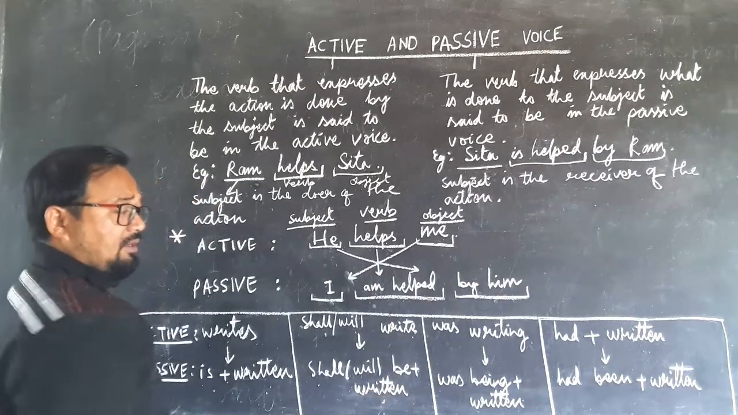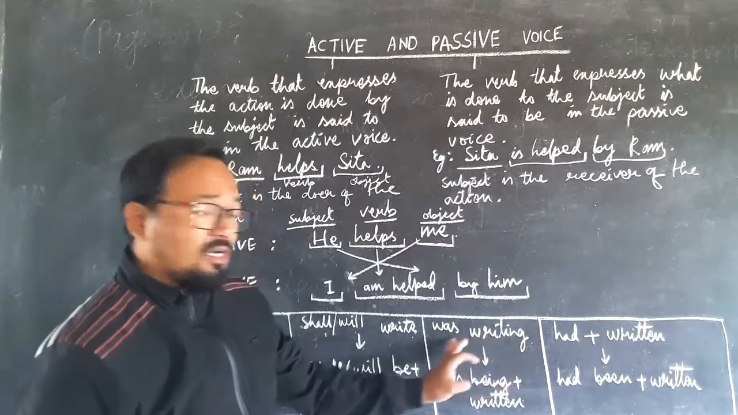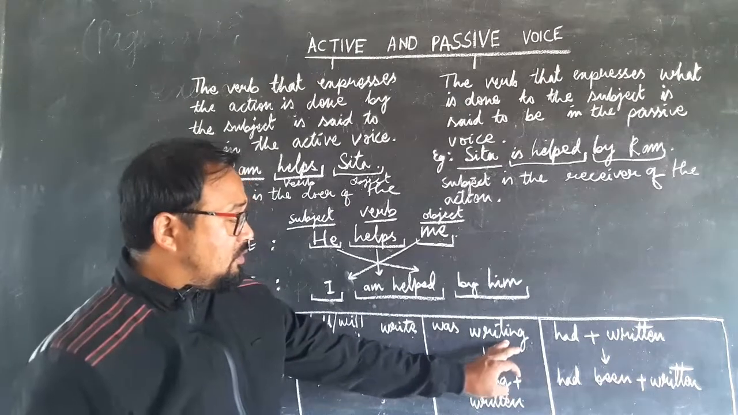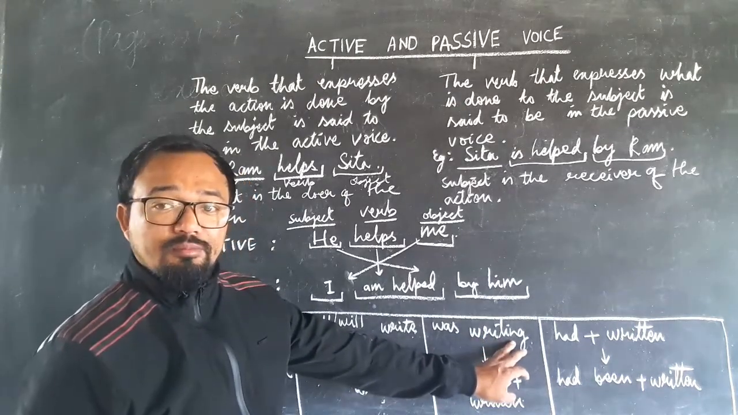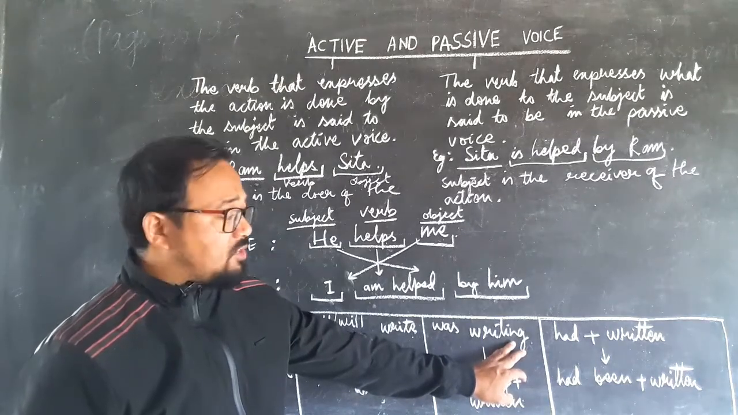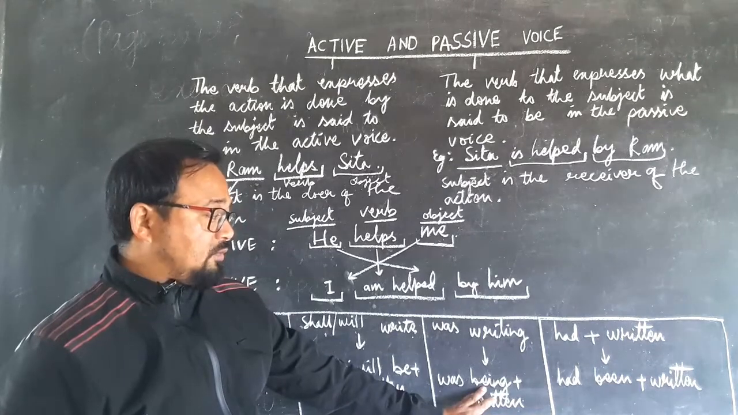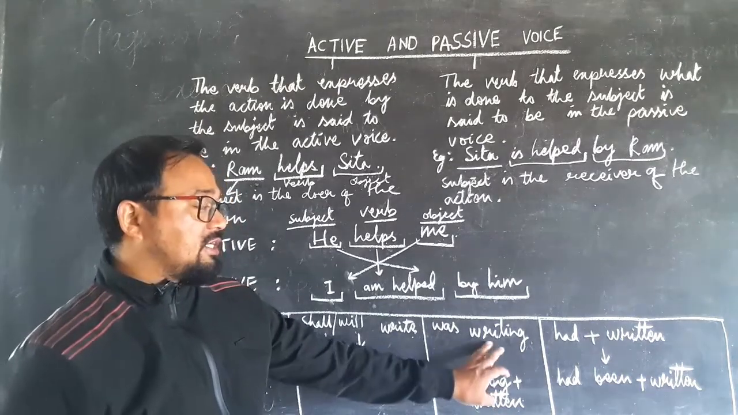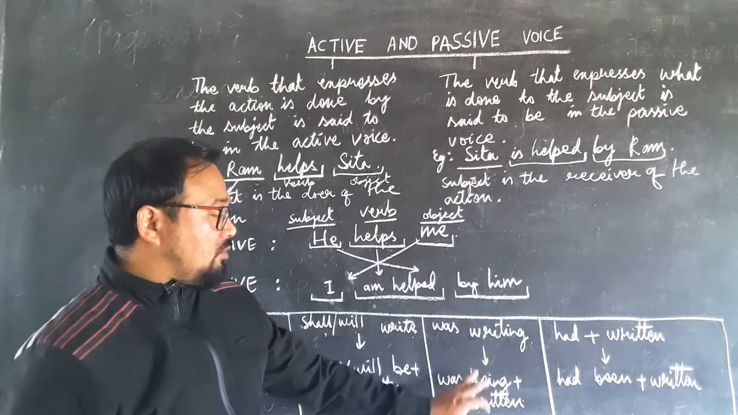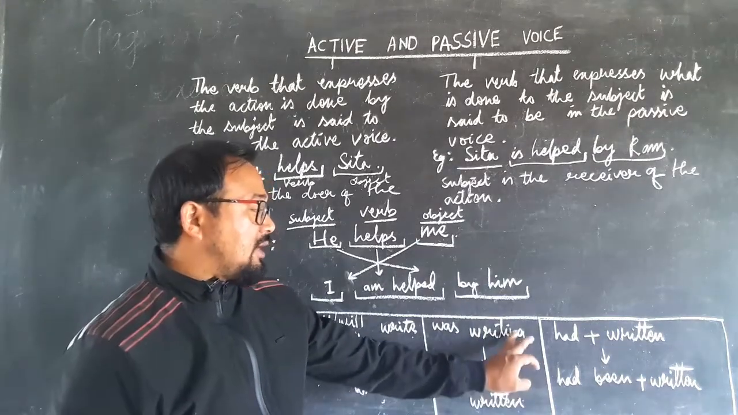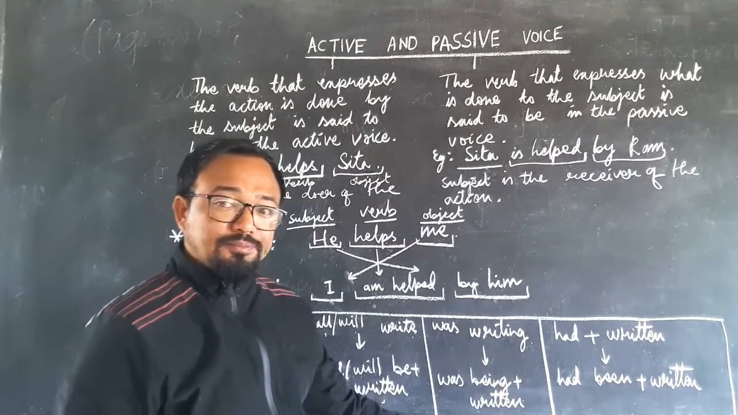Okay, next one, was writing, which is in the past continuous form. So was will be was here, but since it is in a continuous form, what you will do is add being. Don't forget to add being if the sentence is in a continuous form, that means the verb is in a continuous form. So you need to add being plus writing becomes written. So was being written. Okay.